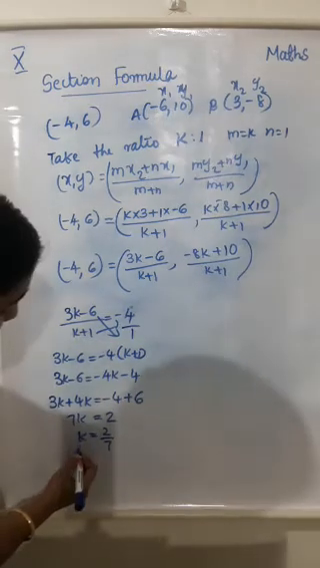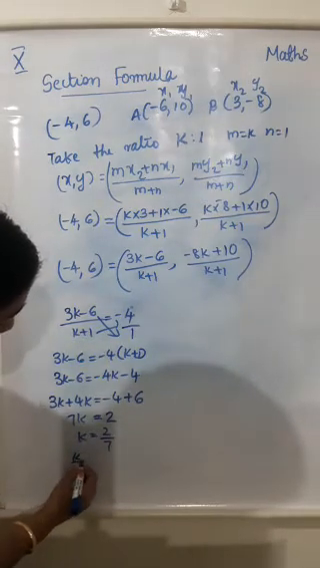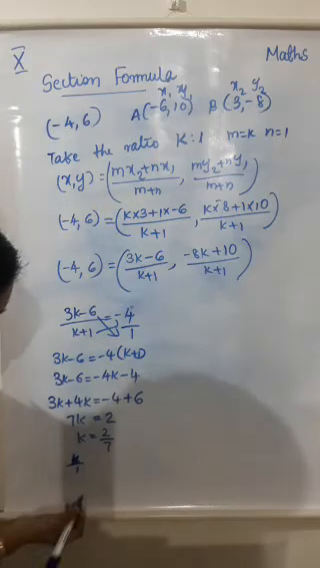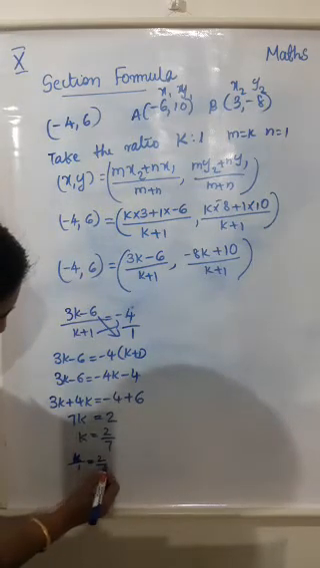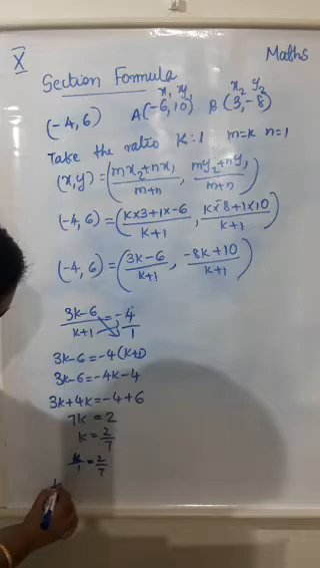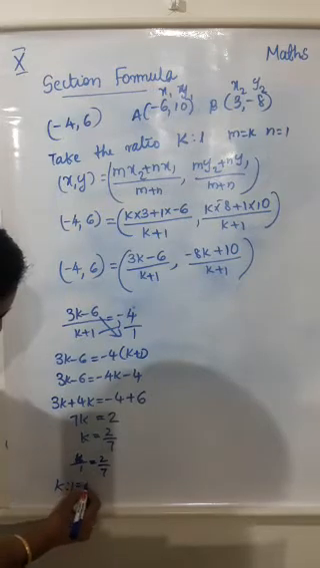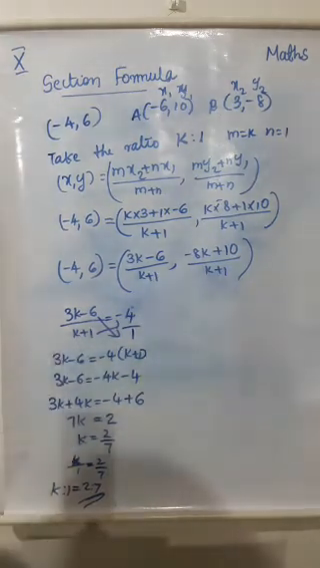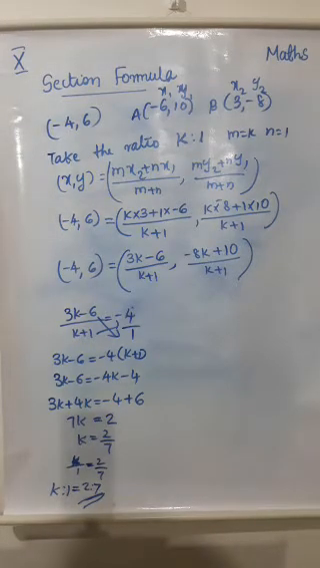We can write k as k by 1. So k by 1 is equal to 2 by 7, that is, k is to 1 is equal to 2 is to 7. But what is the ratio? k is to 1 is equal to 2 is to 7. The ratio is 2 is to 7.